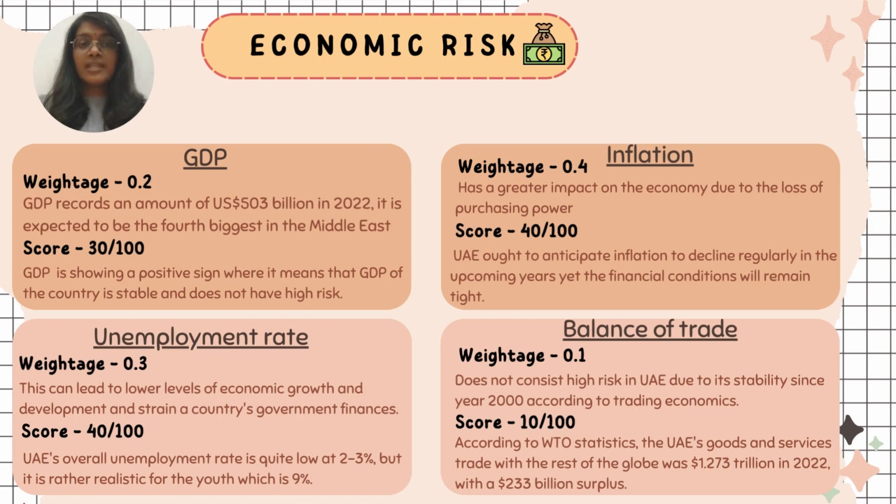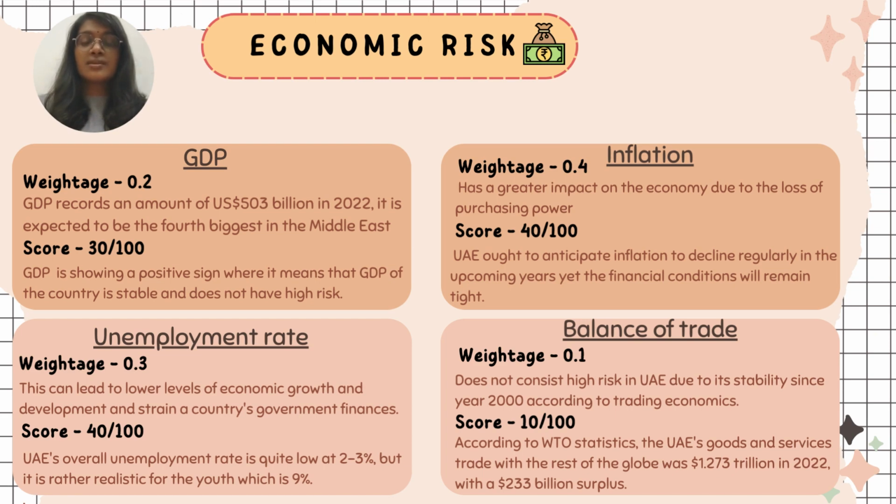Now I'm going to explain the economic risk. For GDP, the weightage is 0.2, because GDP recorded an amount of US 503 billion in 2022. The score is 30 because the GDP is showing a positive sign.